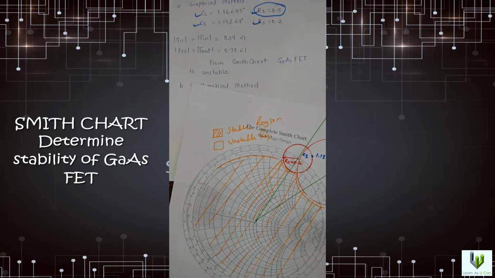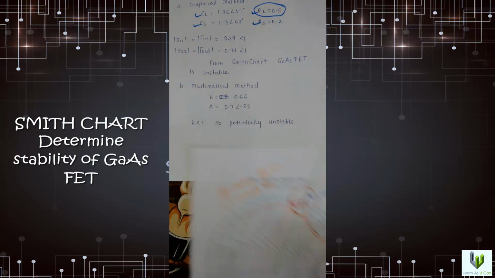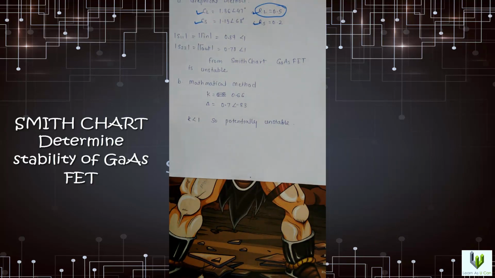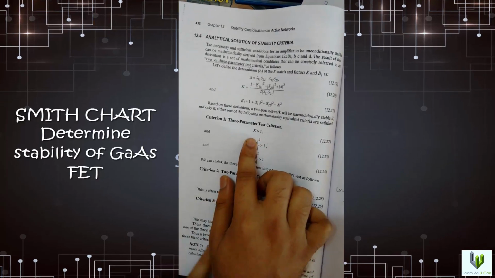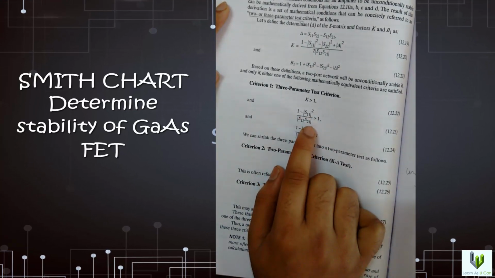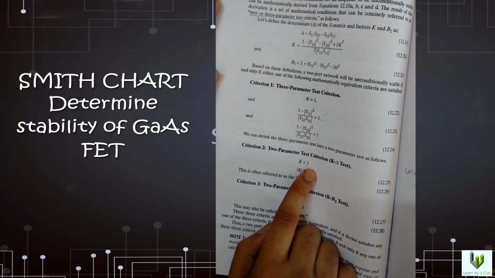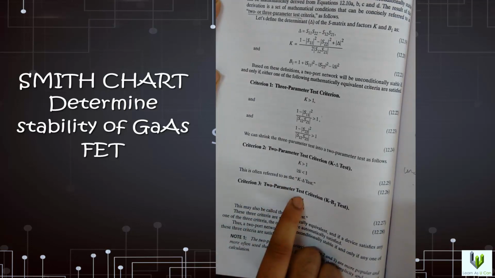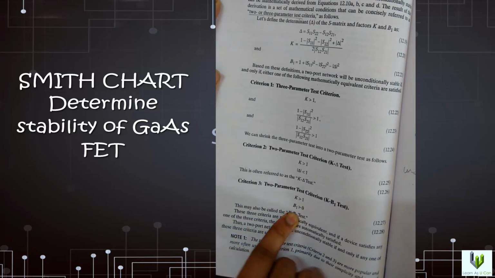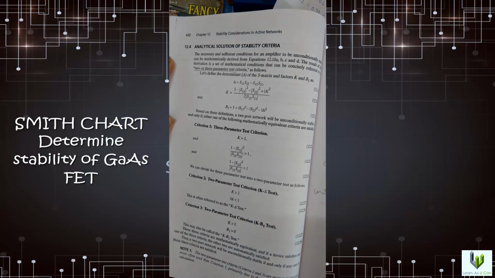Mathematical method, we know the mathematical method. For the stability criteria, 3 methods are there. Where 3 parameter tests are there, where K is greater than 1, this value is greater than 1, this value is greater than 1. And next method is K delta test, where K should be greater than 1, this delta should be less than 1. And next is 2 parameter test, K B test, K greater than 1, B should be greater than 0. Mostly K delta test is preferred.